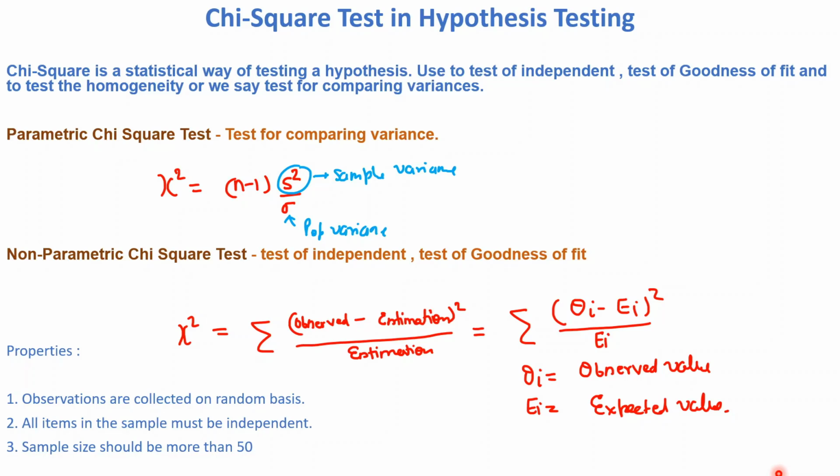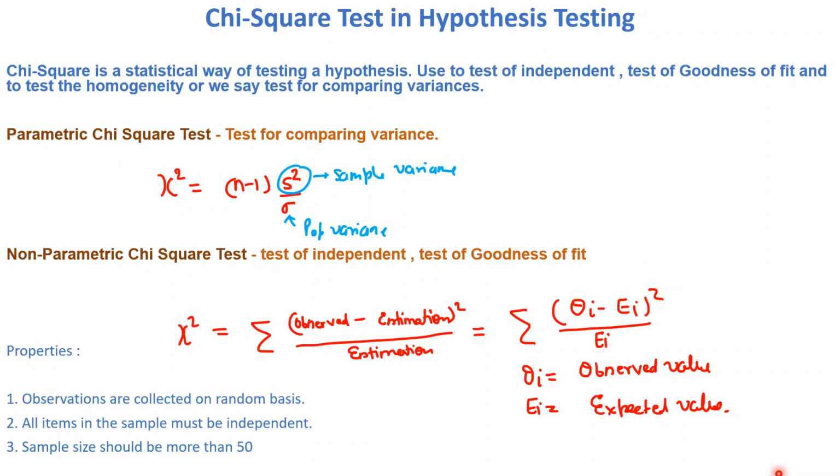Hello everyone. Today we are going to discuss the chi-square test. The chi-square test is a statistical way of testing a hypothesis. If you are going to test some hypothesis, we use the chi-square test to test that particular hypothesis. So what type of hypothesis can we test using the chi-square test?